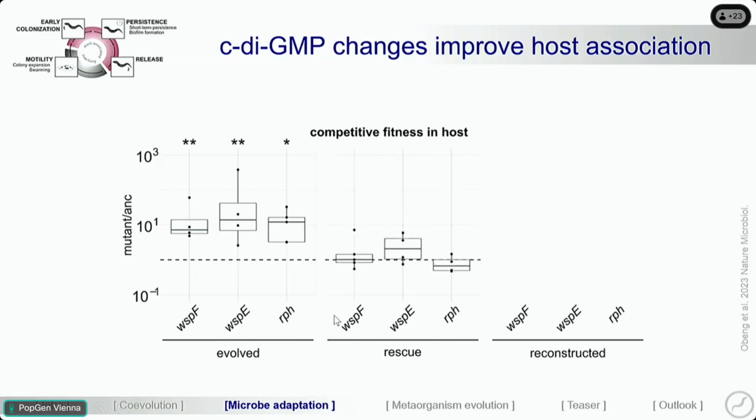If we then reconstituted the ancestral gene variants, then this advantage disappeared. So we performed genetic rescue. We took away the mutations that we found in these genes, and then they did not differ from the wild type. And when we artificially introduced a mutation in these genes in the ancestral background, we could reintroduce the advantage of these mutants.